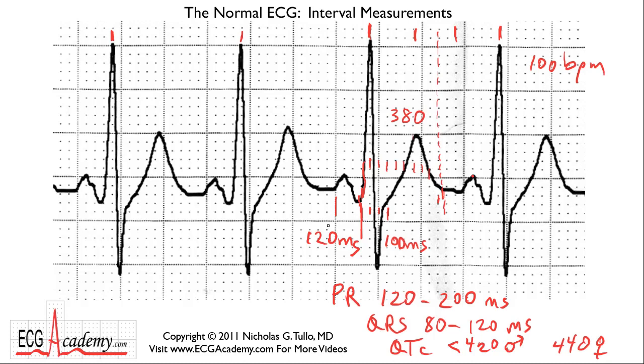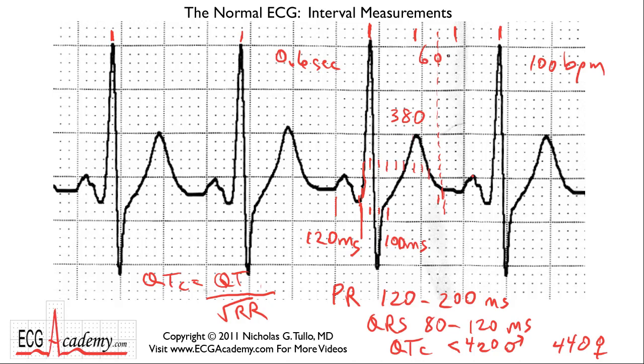So now let's plug it into our formula. It's actually called Bazett's formula. So the QTC is equal to the QT times 1 over the square root of the R to R in seconds. If you want to do it a different way, you can rewrite it as simply the QT over the square root of the R to R interval. So if the R to R interval is 600 here, because it's three heavy boxes, that's how many seconds? 0.6 seconds. That's 600 milliseconds.